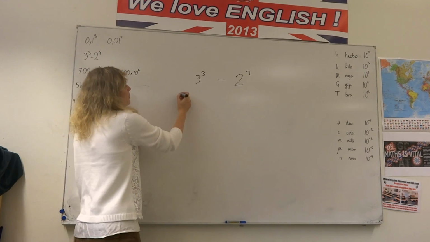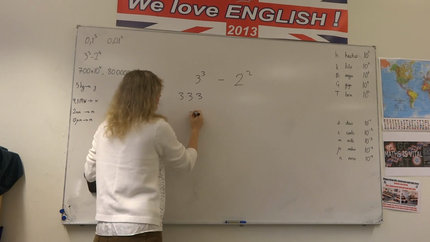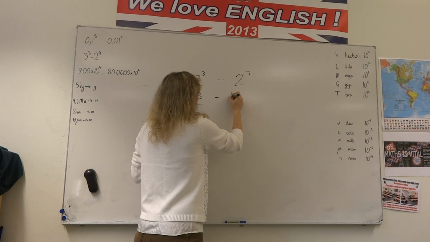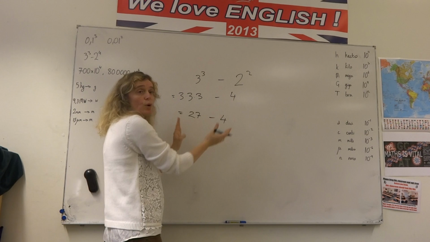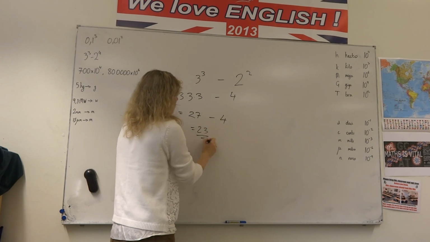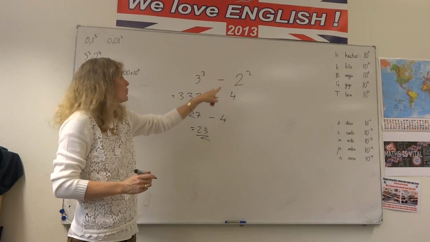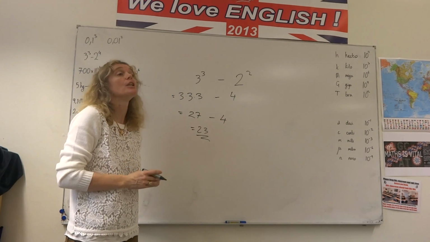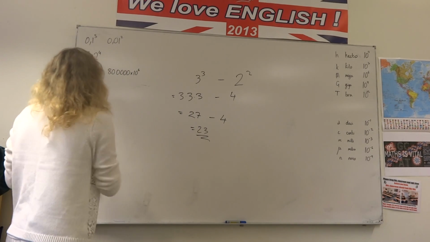So 3 cubed would be 3 times 3 times 3. 3, 9, 27. 2 squared, 4. So we end up with it being 27 minus 4. We've got to work the numbers out and then do the subtraction, giving us the answer, 23. So when we have addition or subtraction with exponents, we actually have to do the calculation and then finish with the subtraction when you've converted it to normal numbers, always.